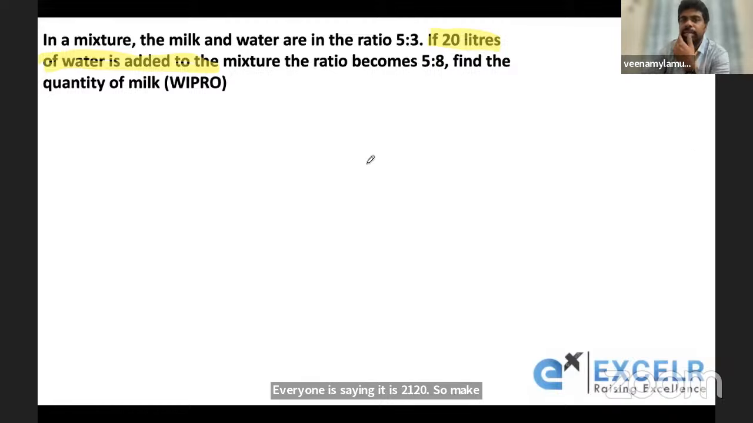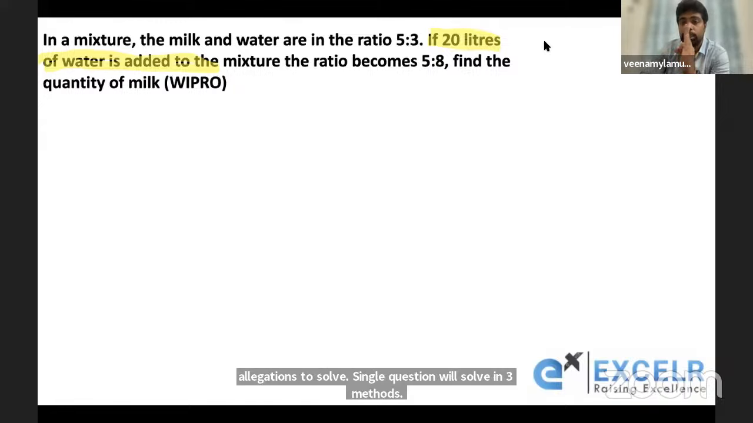See, mixtures and allegations, again I'll use this concept. I'll tell you there, it will be easier to solve. When I tell mixtures and allegations, the same question I'll use ratios to solve, I'll use percentages to solve, I'll use mixtures and allegations to solve. A single question will be solved in 3 methods. Then you'll know which is easy.